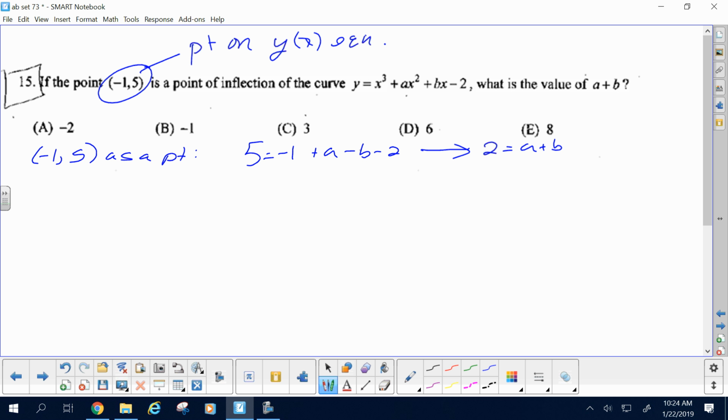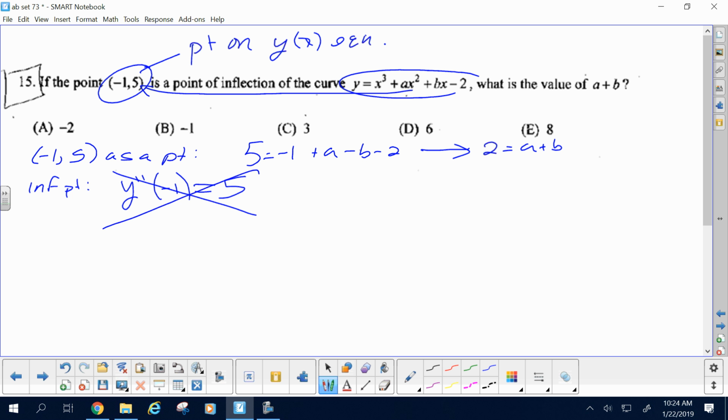The inflection point is the part that people messed up. Okay. If there's an inflection point here, then that does not mean that y double prime at negative 1 equals 5. No. 5 is not an outcome on the second derivative. It means that y double prime at negative 1 changes sign. Probably equals 0.